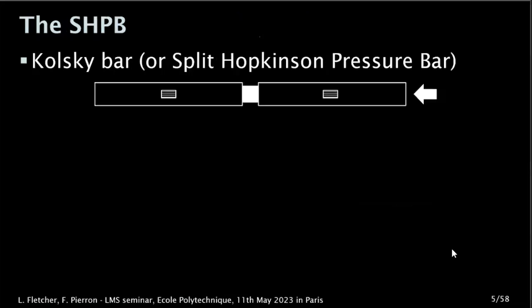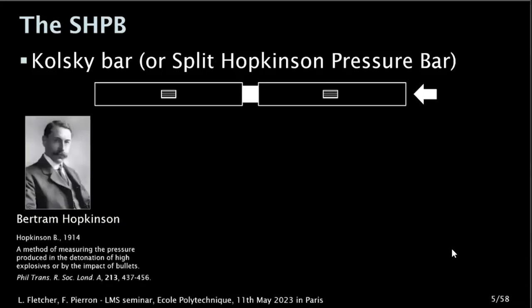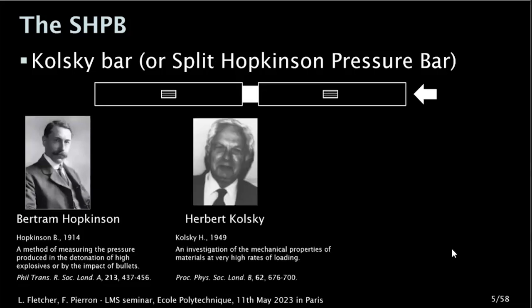If you look at the gold standard currently in this field, it is the so-called Kolsky bar, or split Hopkinson pressure bar. It consists in sandwiching a test piece, in white here, between 2 bars instrumented with strain gauges. And if you look at the history of it, the first idea of using elastic waves in a bar to evaluate a loading pulse dates back to Bertram Hopkinson, and the first paper was published in 1914, sorry, doesn't make us any younger. But the arrangement that you see here was actually developed by Herbert Kolsky, and the paper is 1949.